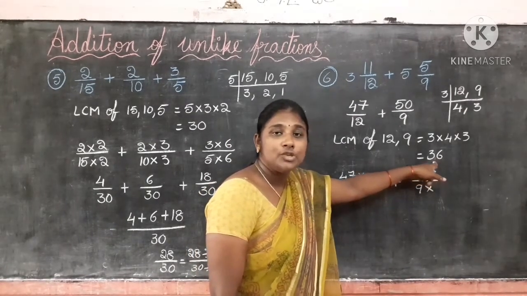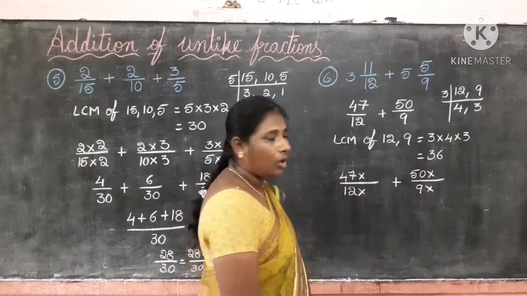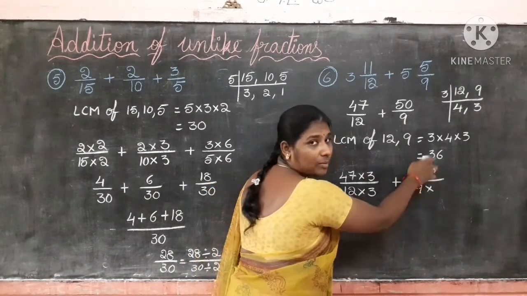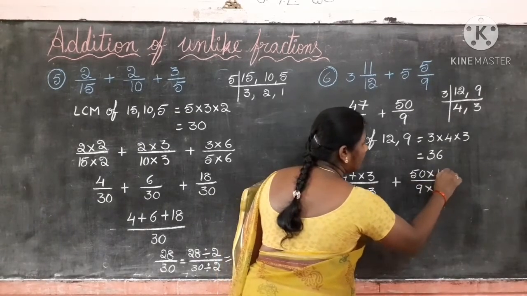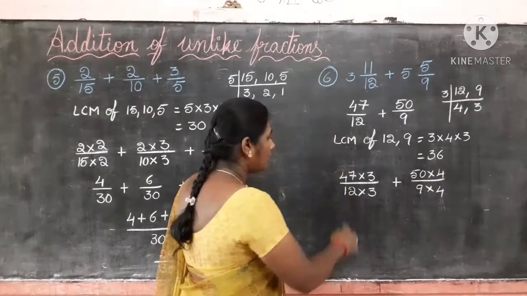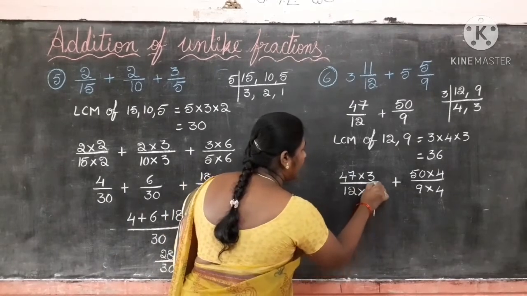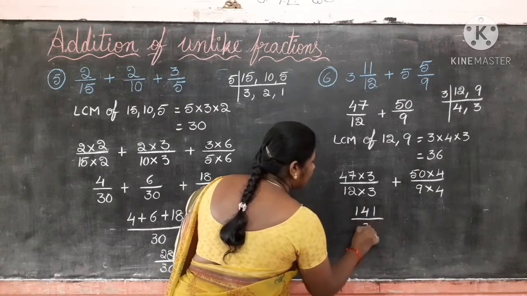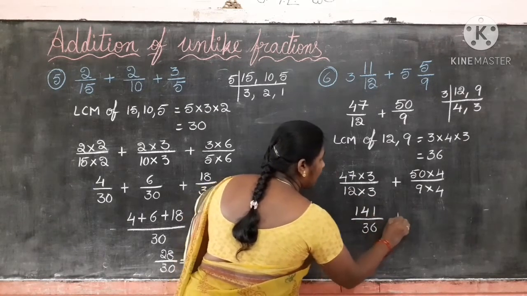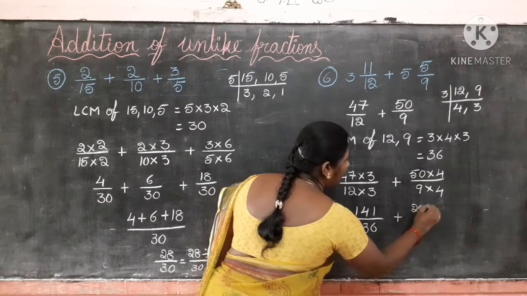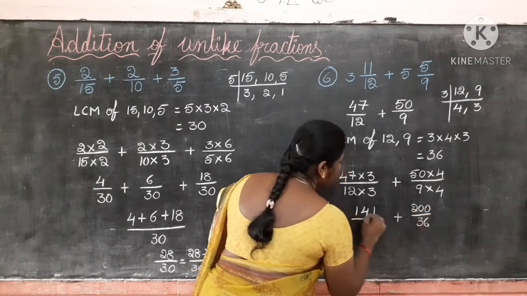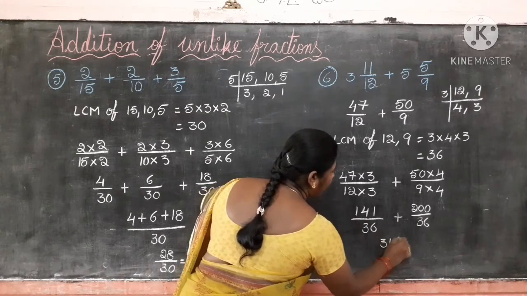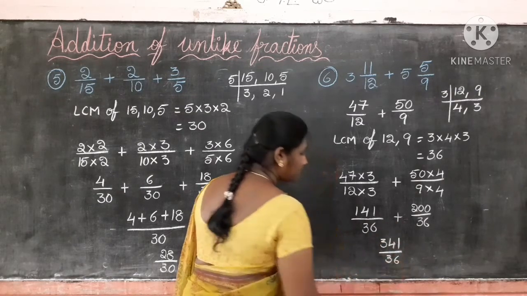36: 12 how many times? 12 threes are 36. So both we have to multiply with 3. Again here 9 table 36. 9 fours are 36. So both we have to multiply with 4. 47 threes: 3 sevens are 21, 3 fours are 12 plus 2, 14. By 12 threes are 36. 141 by 36 plus 50 fours are 200 by 36. So 141 plus 200, so 341 by 36.